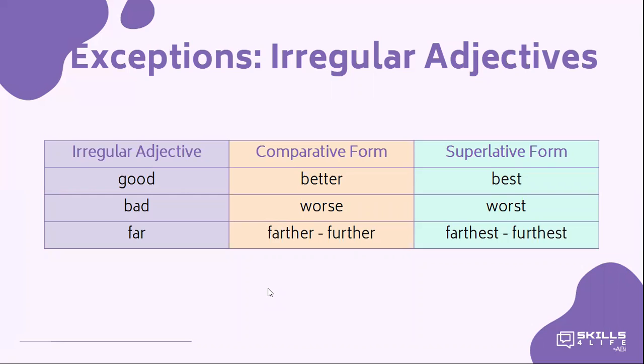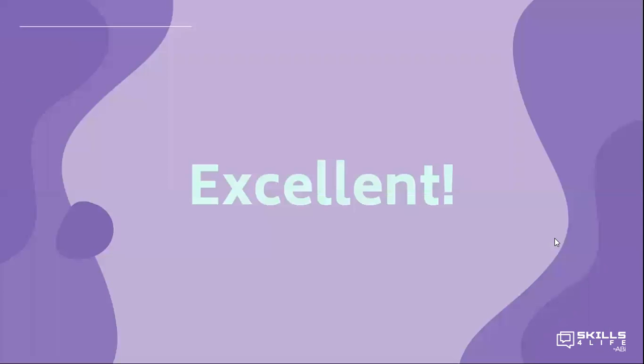Some exceptions or irregular adjectives are good, the comparative form is better, and the superlative form is best. Bad, the comparative form is worse, and the superlative form is worst. Finally, we have far. The comparative form is farther or further. The superlative form is farthest or furthest. Excellent.